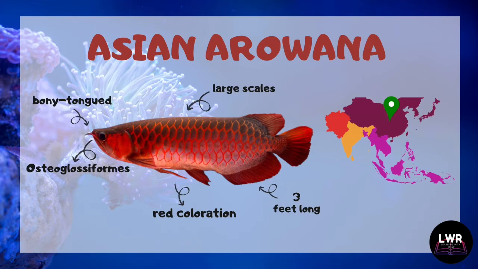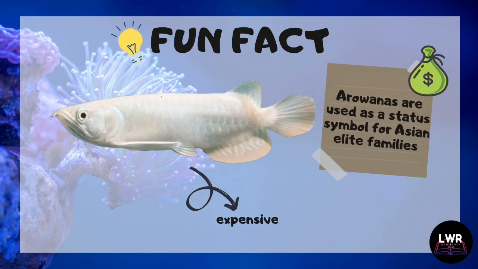Because of their gigantic scales and red coloration, arowanas are dubbed as dragonfishes that can grow up to 3 feet long. Did you know that Asian arowanas are dubbed as Asia's favorite fish? That's right! Arowanas are used as a status symbol for Asian elite families, making them the most expensive aquatic creatures that can cost up to $300,000.